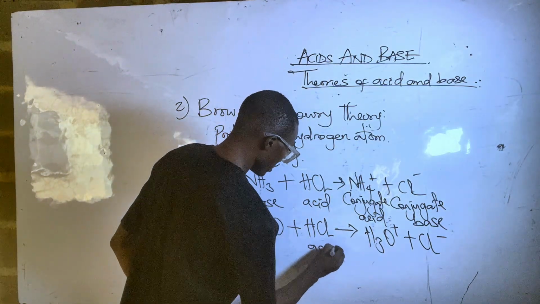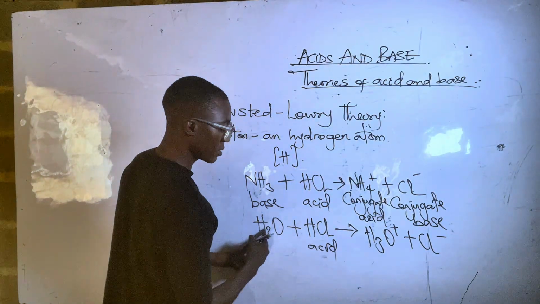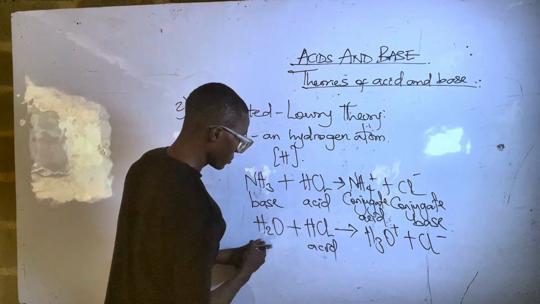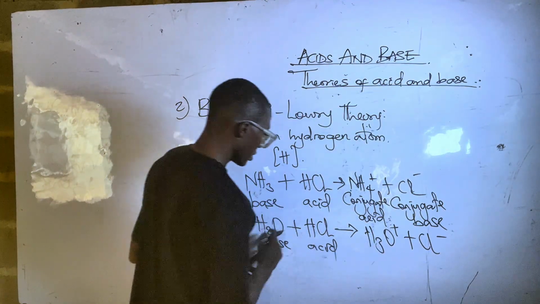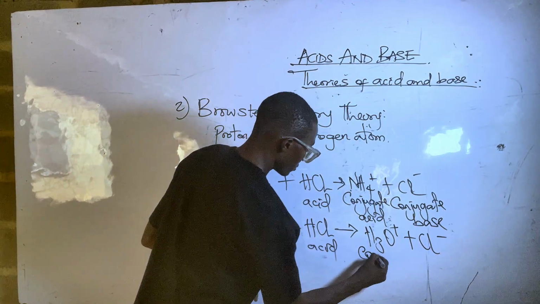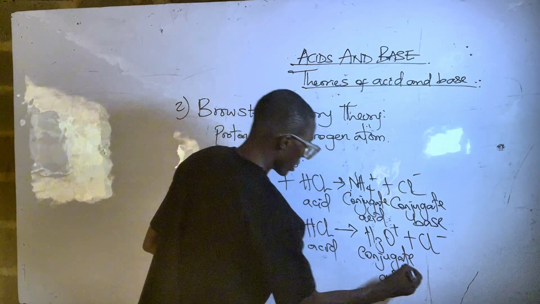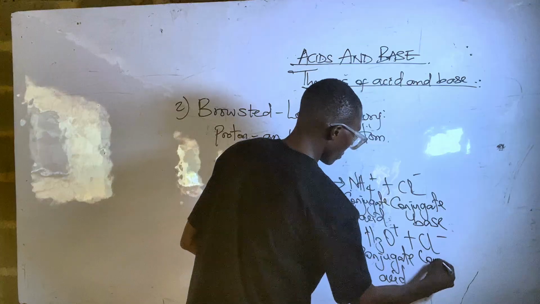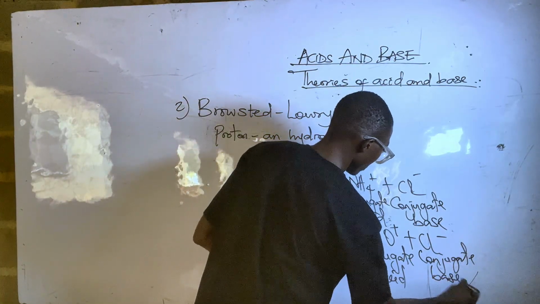And you have the acid. This is capable of accepting the hydrogen, the proton. You have the base. And on the other side, the base will give you the conjugate acid and the Cl minus. You have the conjugate base.